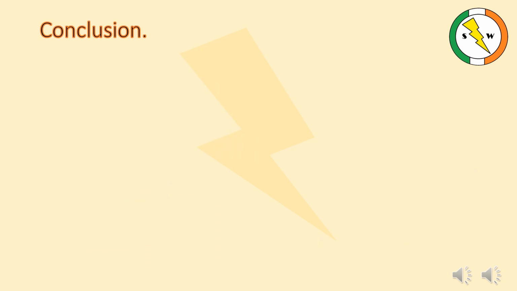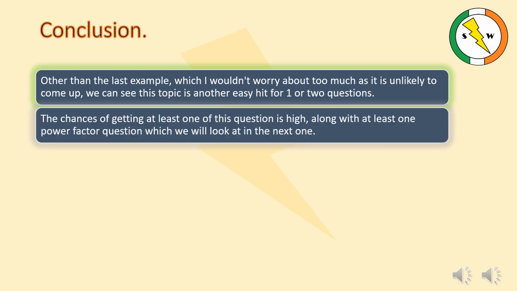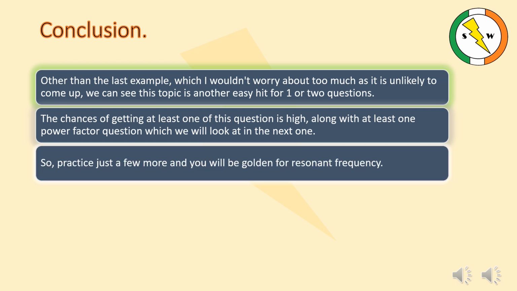That's the end. So other than the last example, which I wouldn't worry about too much at all because it's very unlikely to come up, we can see that the topic is really easy, and it's an easy hit for 1 or 2 questions out of 20. So the chances of getting at least one of this question is really high, along with at least one other power factor question, which we're going to look at in the next video. So practice just a few more of these and you're golden on resonant frequency.